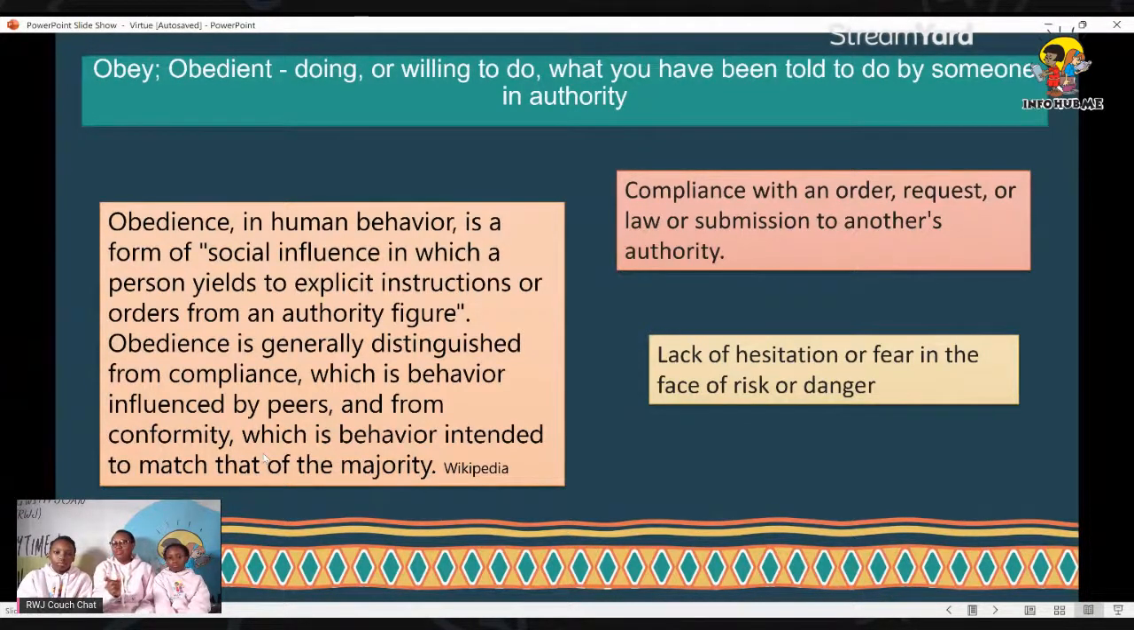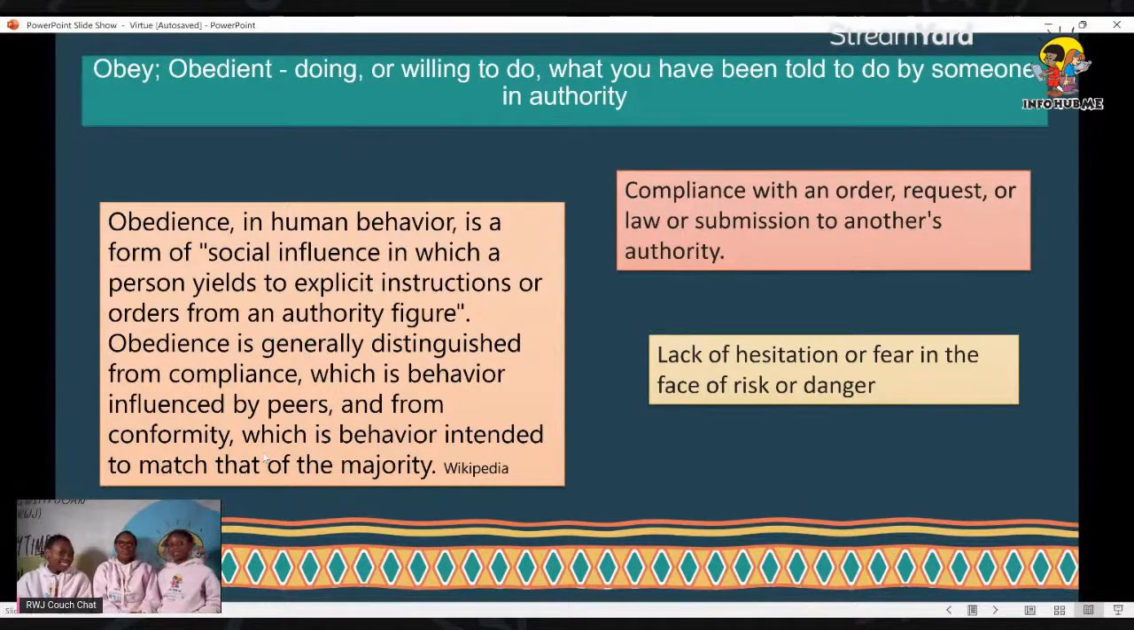Again, in the three definitions, there's an emphasis on the word authority. So the question is, who has authority over you? Are you obeying those that have authority over you? Are you disobeying those that have authority over you? So that is very important.